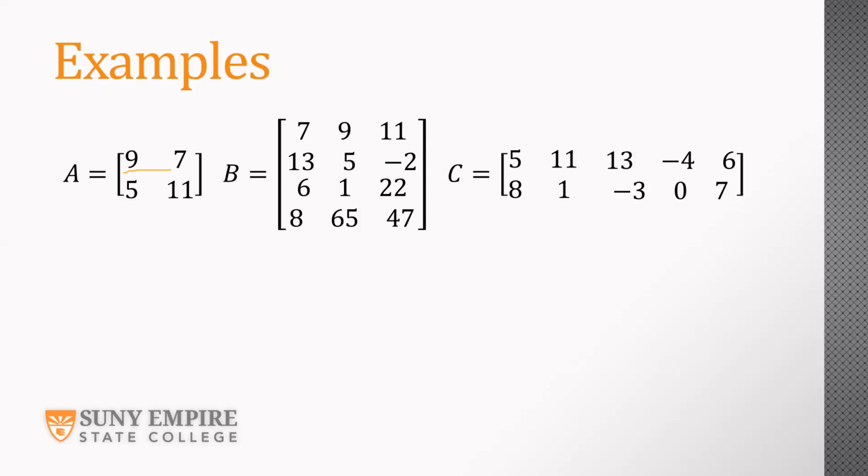Matrix A has 1, 2 rows and 1, 2 columns, so it is 2 by 2. Matrix B has 1, 2, 3, 4 rows and 1, 2, 3 columns, so it is 4 by 3. Matrix C has 1, 2 rows, but 1, 2, 3, 4, 5 columns, so it is 2 by 5.